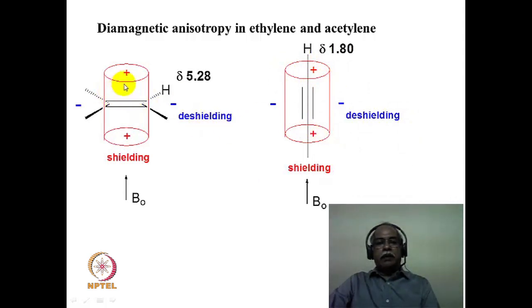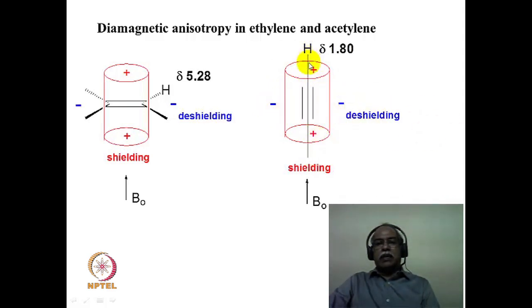Unlike the banana-bent shaped pi electron density of ethylene, the cylindrical electron density of acetylene causes an anisotropic effect in such a way that if this is the applied magnetic field aligned with the axis of the acetylene molecule, then the red zone shown here is the shielding zone, and the area around it, away from it, is going to be the de-shielding zone.